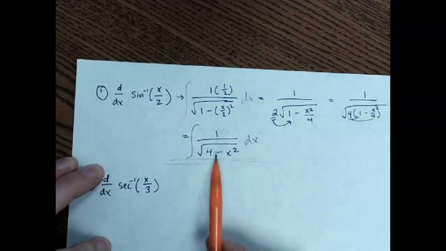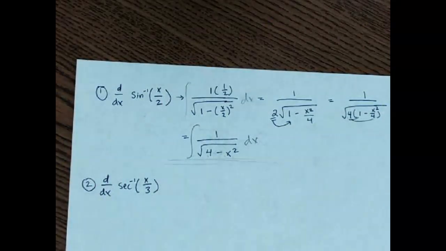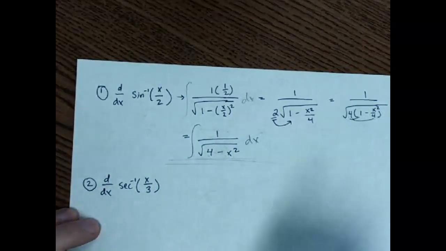And then here the constant was first minus the variable part. So that's the sine inverse. Let's do the same process for the secant inverse derivative and for the tan inverse derivative. All right, so we're going to take the derivative and then we're going to clean it up.